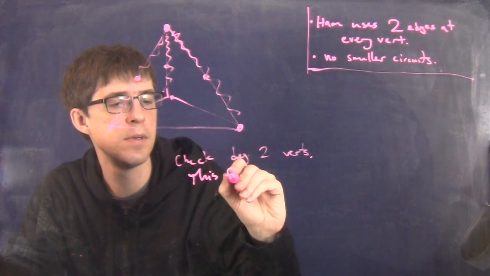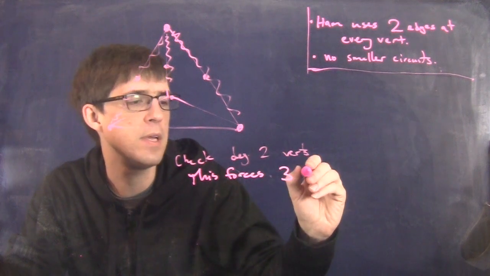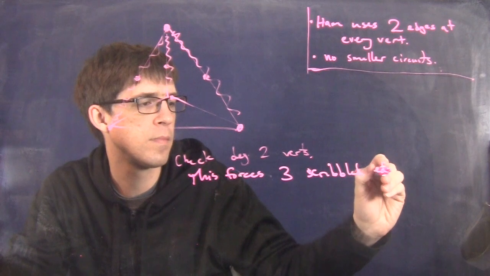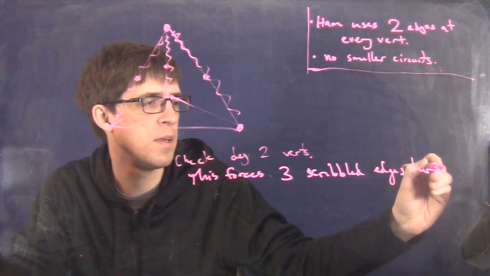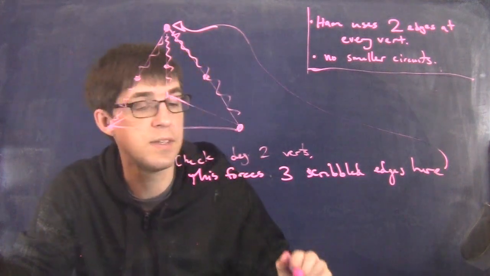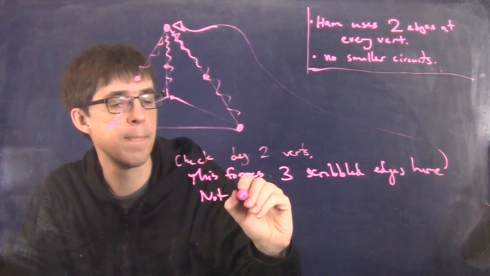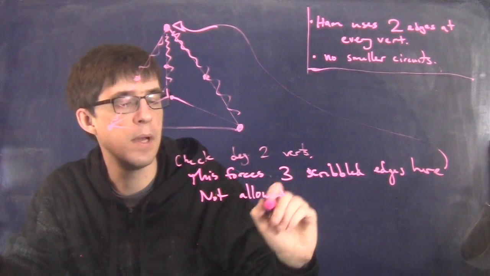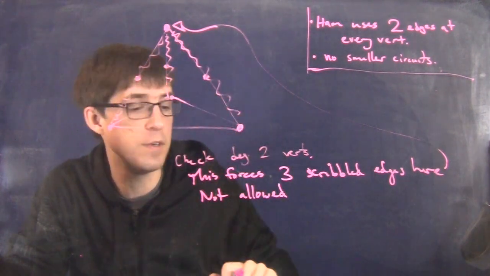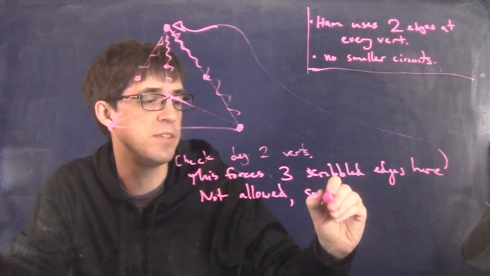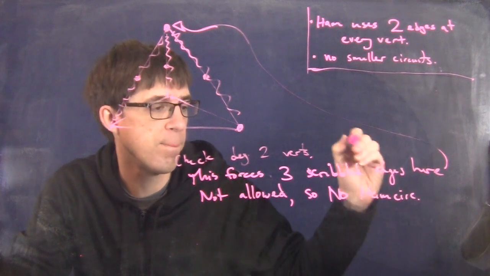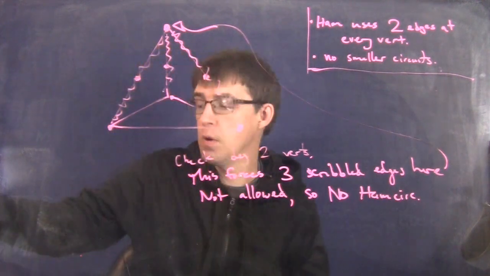This forces 3 scribbled edges here at this vertex, right? That is not allowed. Again, it's not because I made a bad choice. It's because it was forced on me by these degree 2 vertices. And so that means there is no Hamilton circuit in this graph. All right. There you go.